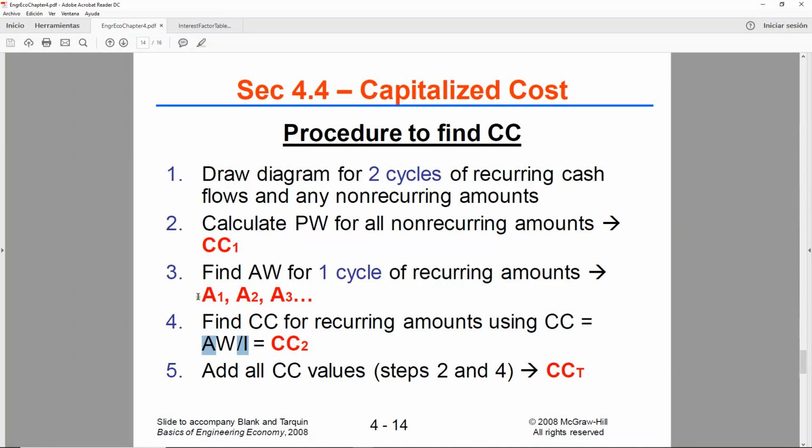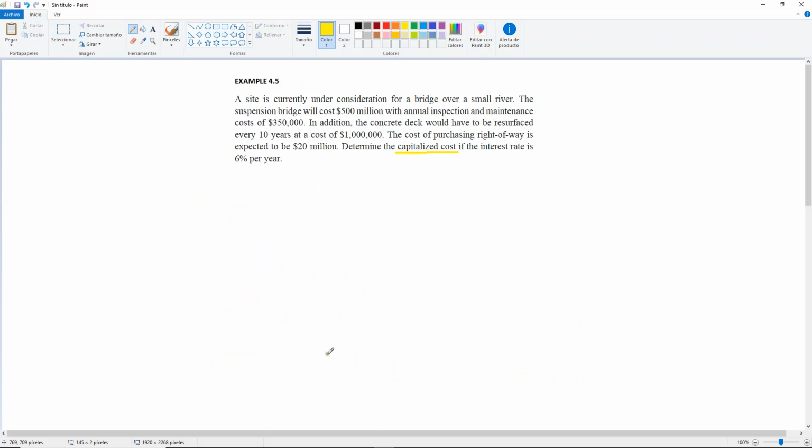So it's going to be the annual worth, which is the sum of all of these, and you divide it by the interest. We're going to call that the second capitalized cost. And then the last step, we need to find the total, so therefore we're just going to add what you got in step number 2 and what you got in step number 4. So it's the addition of CC1 plus CC2. Okay, so now let's go back to the example and let's follow all of those steps.